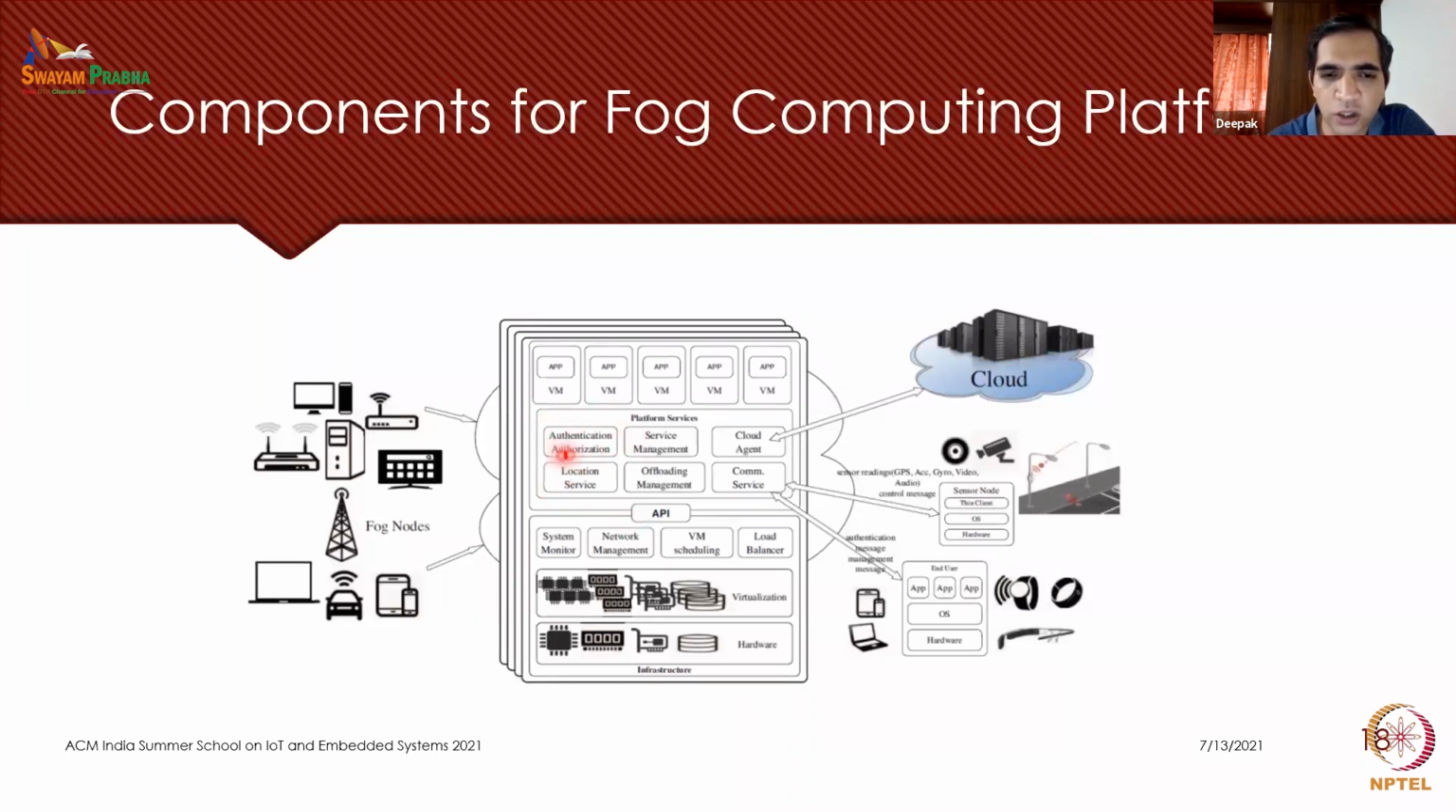So there is an authentication authorization service. It is ensured that every access to the fog node is done only by authorized users, so that there is no malicious user present and trying to attack the node. So that is a security mechanism that a fog node needs to support. There are different kinds of services that a fog node may provide.